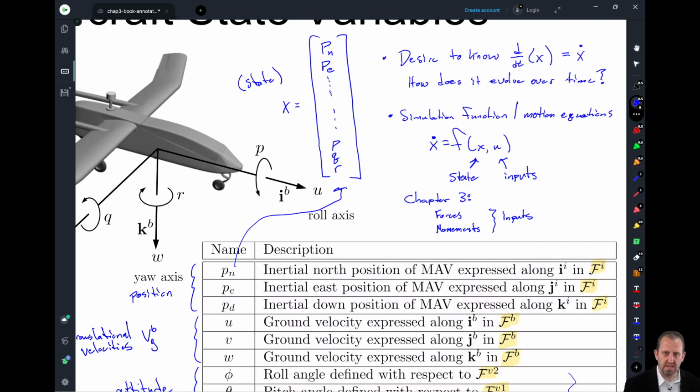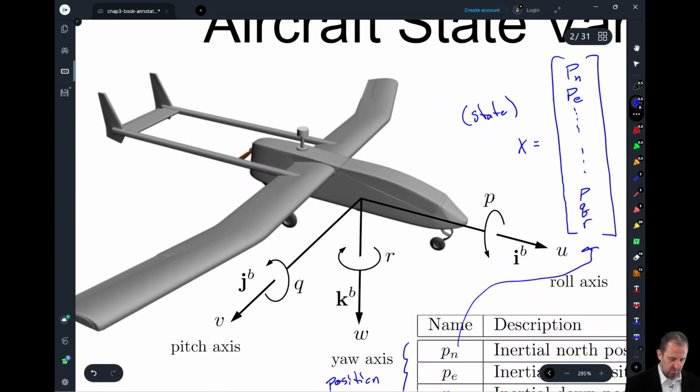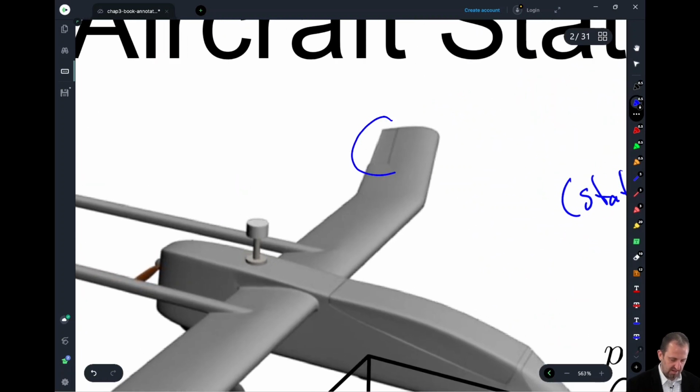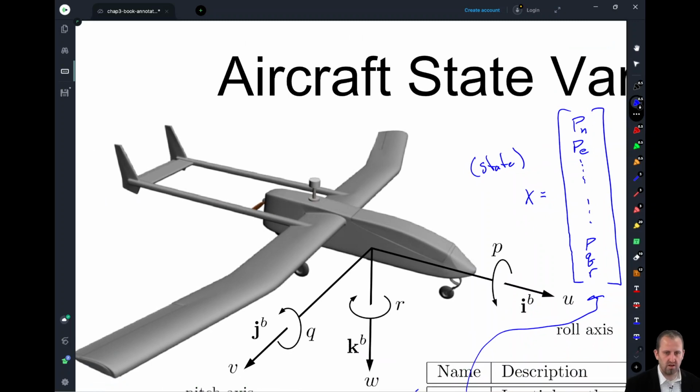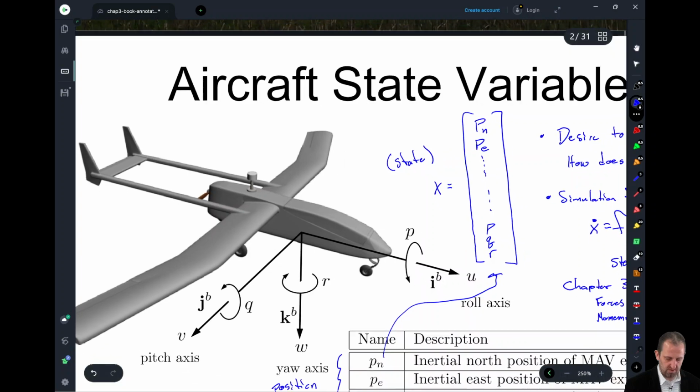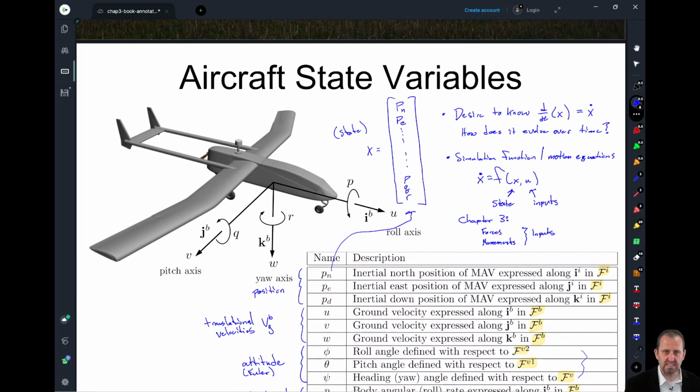Chapter 4 will then jump in and ask how these forces and moments are produced by the actual inputs of the system. Our actual inputs are how our ailerons are moving, how our elevator is moving back here, our rudder, and how much thrust we're getting out of our propeller. We'll get to that, but for this chapter, we'll just say that our inputs are our forces and moments. This is cool because then we can just see how the aircraft itself is going to be moving over time.